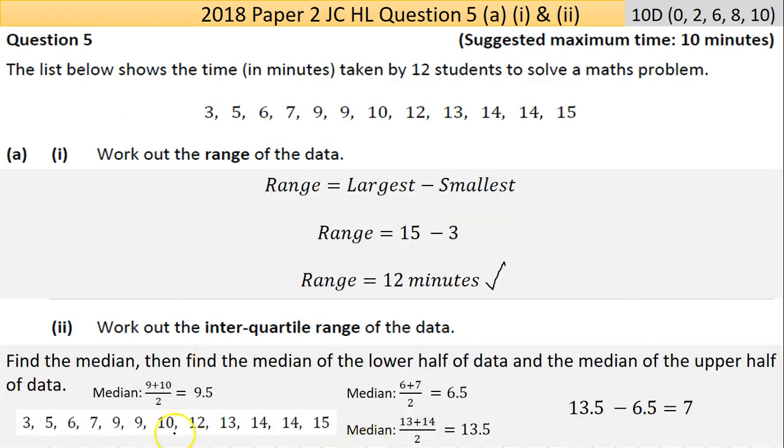Okay, let's go to the answer here. So the median of the lower half is 6 and 7 added together, divided by 2, which is 6.5. The median of the upper part is 13 and 14 added together, divided by 2, which gives me 13.5. Take them away, largest take away smallest, and you end up with 7, and that's the interquartile range, sometimes called IQR. So part 1 and 2 are marked together.